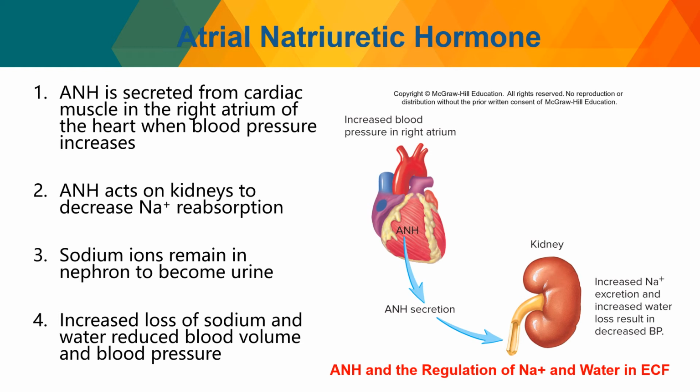For the atrial natriuretic hormone, increased BP in the right atrium of the heart causes increased secretion of the ANH or the atrial natriuretic hormone, which increases sodium excretion and water loss in the form of urine. So if there's an increase in ANH secretion, of course, the kidney would actually have increased sodium excretion and increased water loss, resulting in decreased blood pressure.